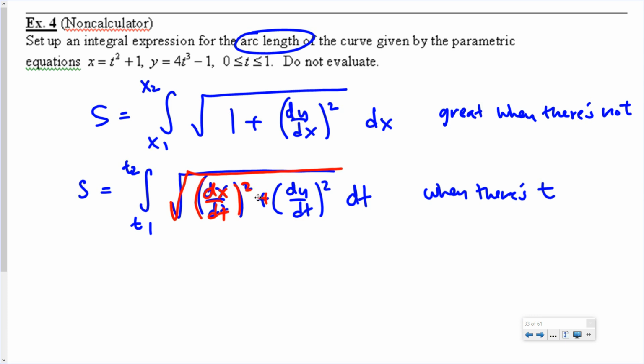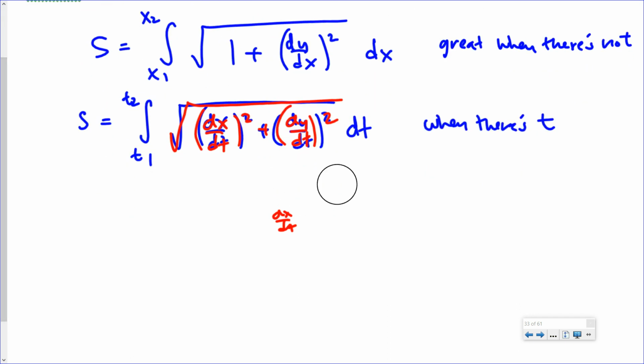Velocity squared plus velocity squared, square root. It's the resultant vector of velocity, is it not? Well, think about it. Isn't dx/dt the velocity going to the right or left? Isn't dy/dt the velocity going up and down, right? And if you did the Pythagorean theorem on it, isn't this the magnitude of your velocity? True. Okay, so guys, this formula is the same as this formula.